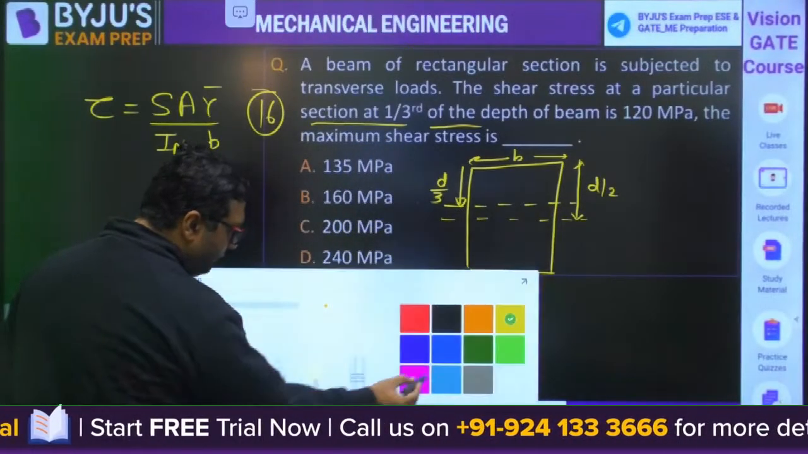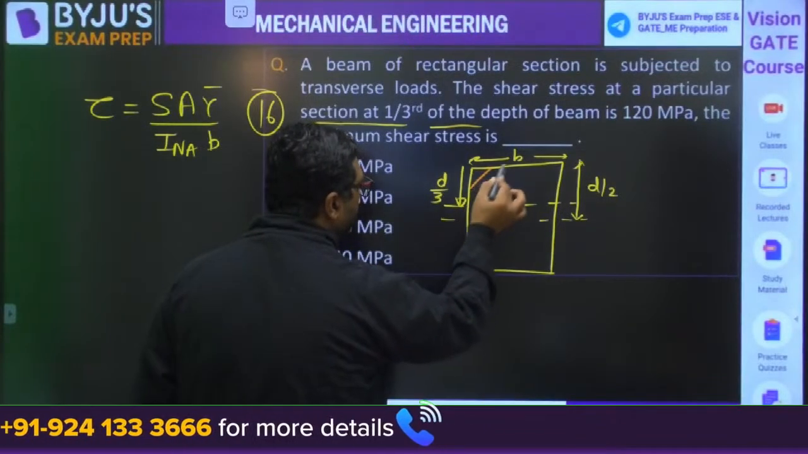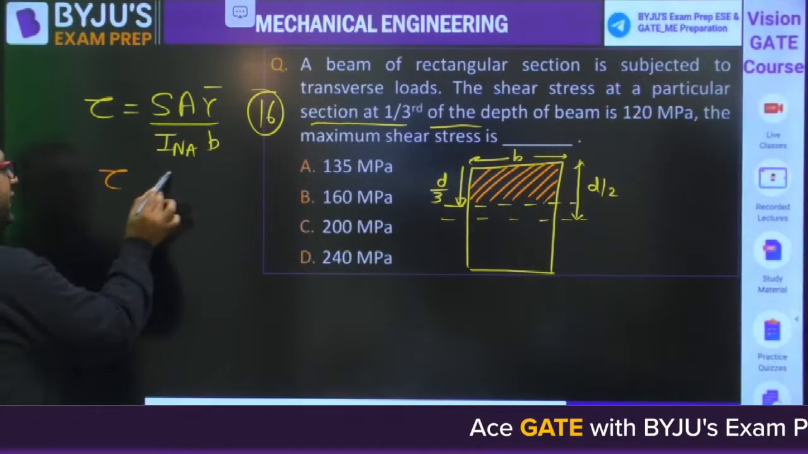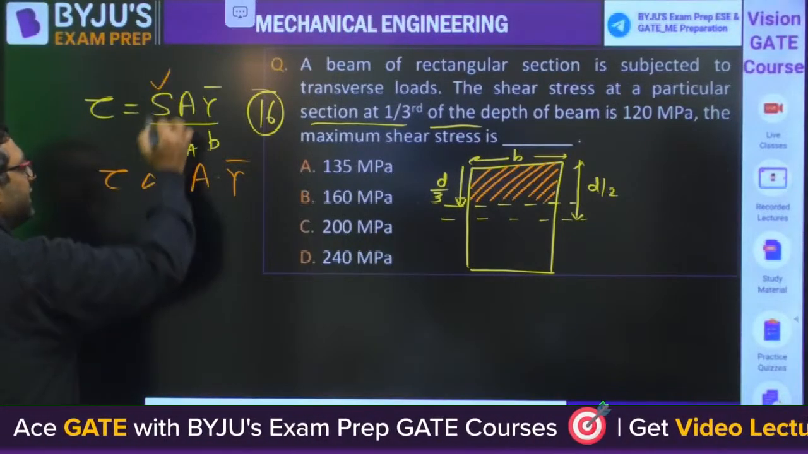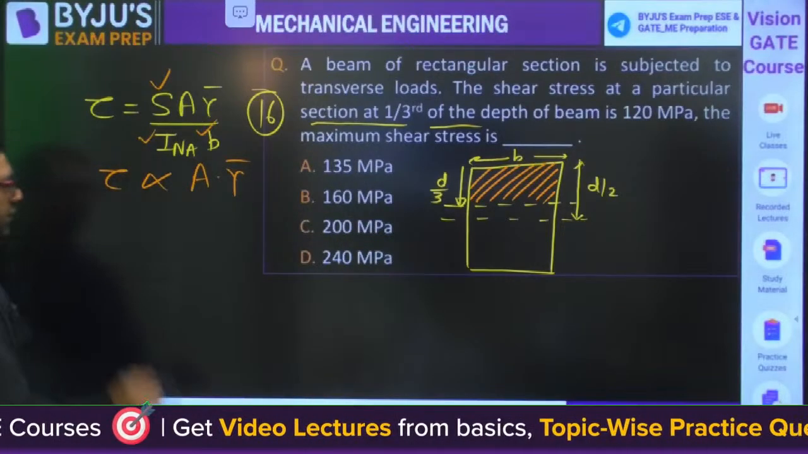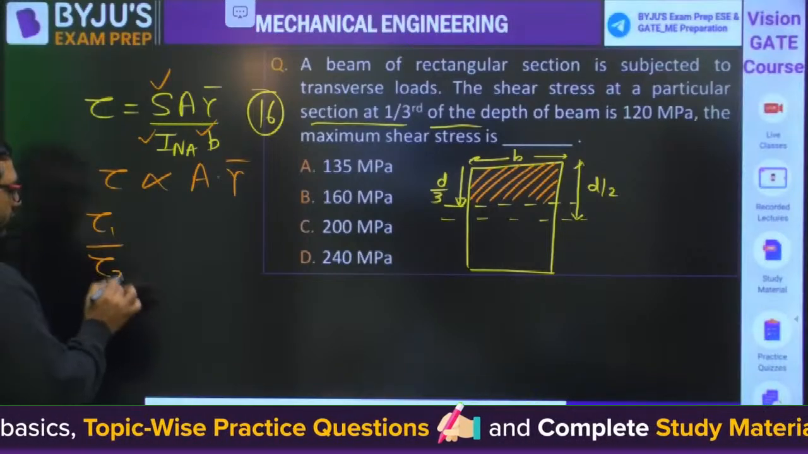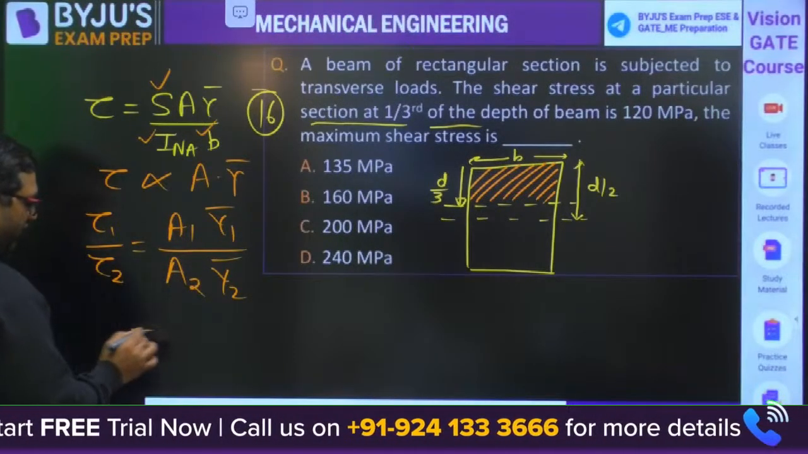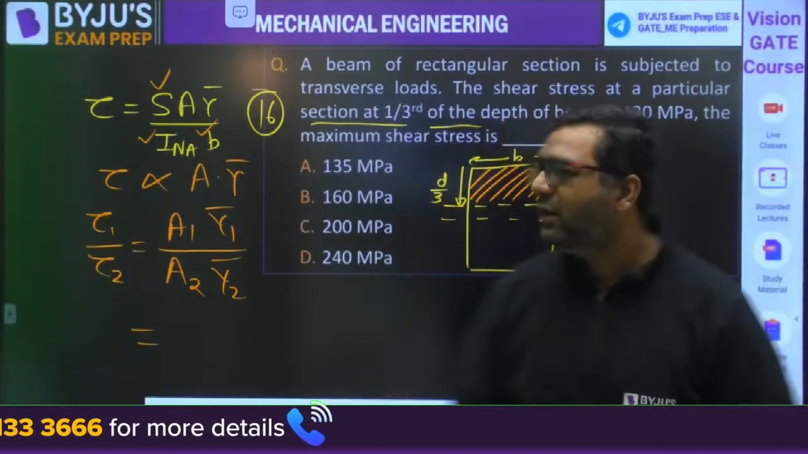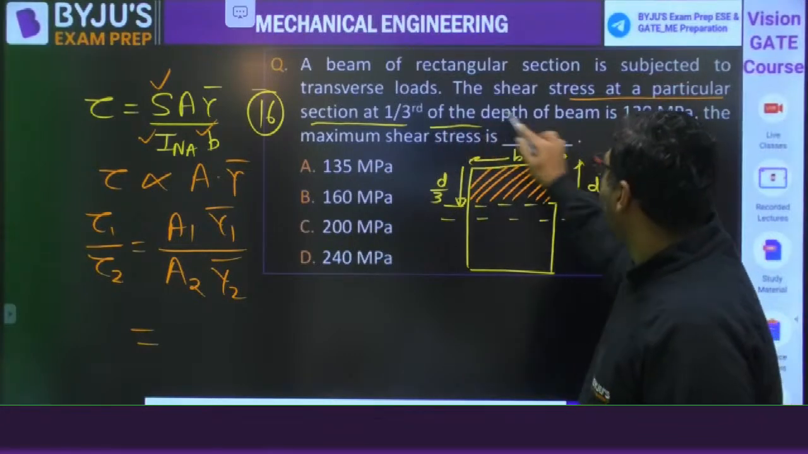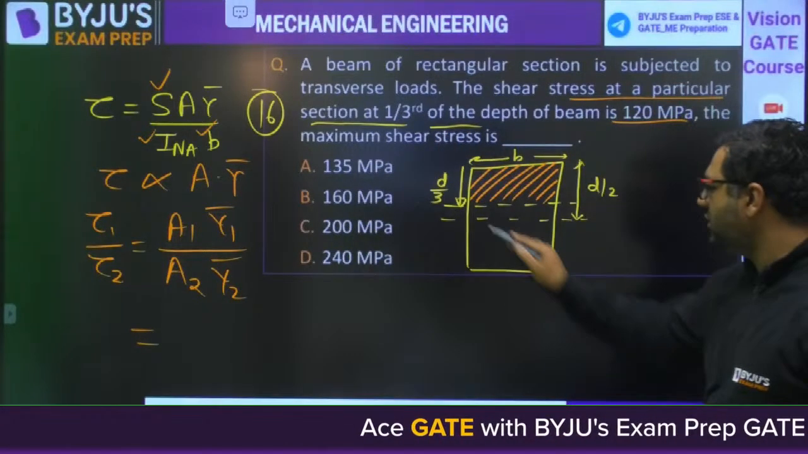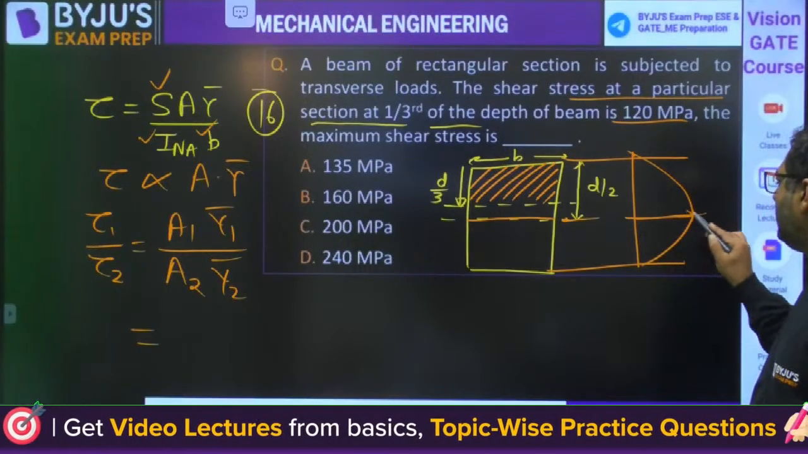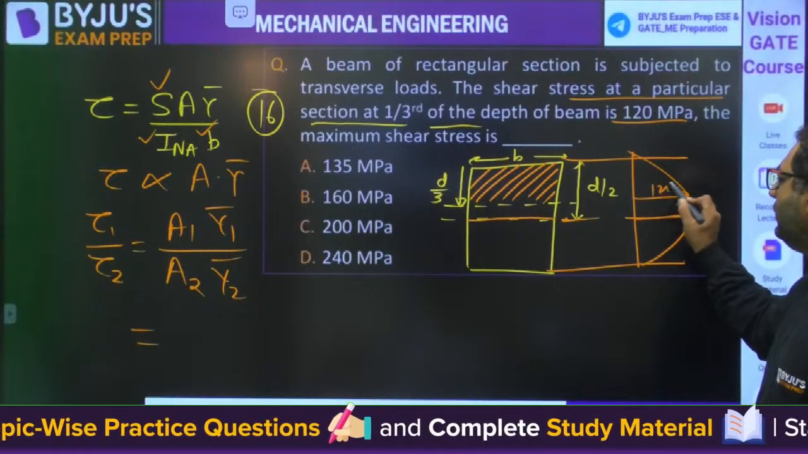So if you are going to consider this area, this is for 1/3. You know that tau is directly proportional to A into Y bar, because all other factors are the same for a given cross section, because the width is constant. So you can write tau 1 by tau 2 equals A1 Y1 by A2 Y2. I feel everybody is aware of this case. The shear stress at a particular section at 1/3 is 120. The maximum shear stress is always found at the center, because the shear stress distribution comes like this. So this is 120, and you need to find out what this is.